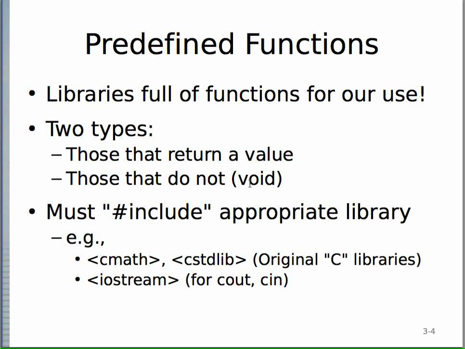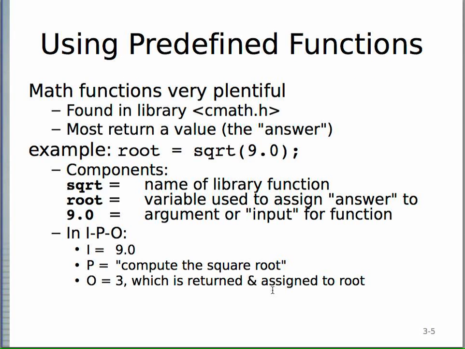Same idea. To use a library, you have to pound-include them. So that's the preprocessor directive that we put at the top of our code, and then we pound-include the appropriate library. For example, math or standard lib, the original C libraries. IOStream we've used already for cin and cout. So there are a ton of math functions, and we get that by pound including cmath.h. Most of them return some value. For example, square root is one that we tend to use more than others probably.